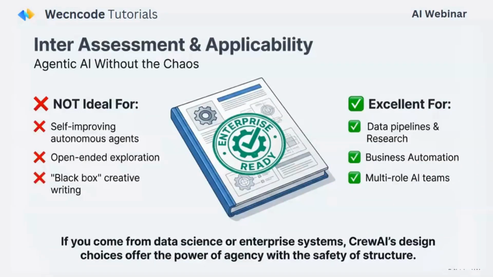So if you come from a data science or enterprise system, these AI design choices offer the power of agency with the safety of structure. So it's excellent for data pipelines and research, business automation, and multi-role AI teams. It's not good for voice. You can't use CrewAI to create an agent that uses voice because that's not integrated yet. Maybe we're hoping there could be improvement, but ElevenLabs uses voice, yes. So you could choose ElevenLabs.